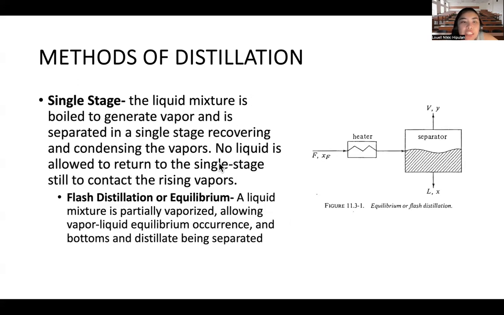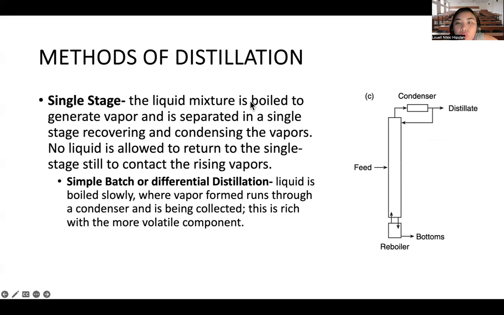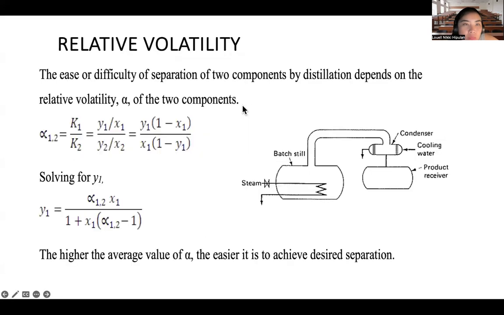And then you have flash distillation. In flash distillation, a liquid mixture is partially vaporized, so there's a vapor liquid equilibrium occurrence and then you have the bottom and distillate being separated. Your liquid is being vaporized and after that there's a separator. And then there's also what you call simple batch or differential distillation, in which your liquid is boiled slowly and then runs through your condenser and is collected there. So there's a rich, more volatile component in your condenser.